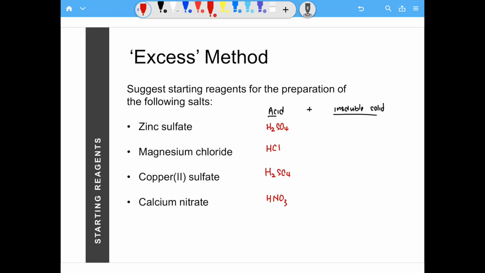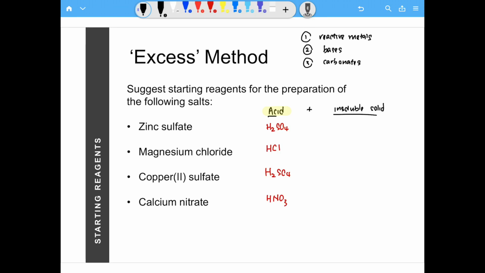Next, to know what insoluble solid to use, we need to think about acids. In the previous topic of acids and bases, we have learned the reactions that acids can undergo. If you can recall, acids can react with reactive metals, they can react with bases, and they can also react with carbonates.